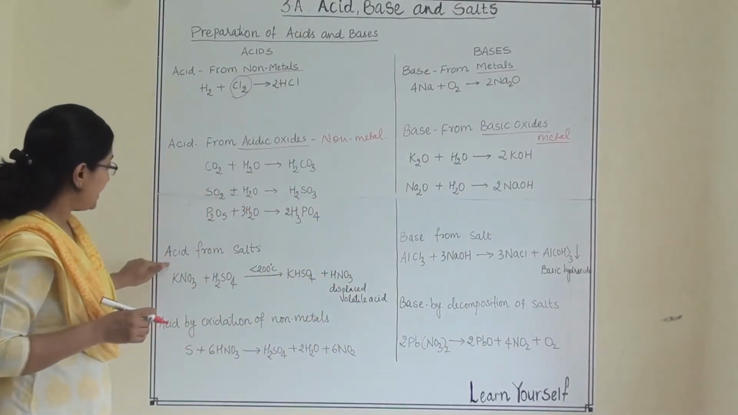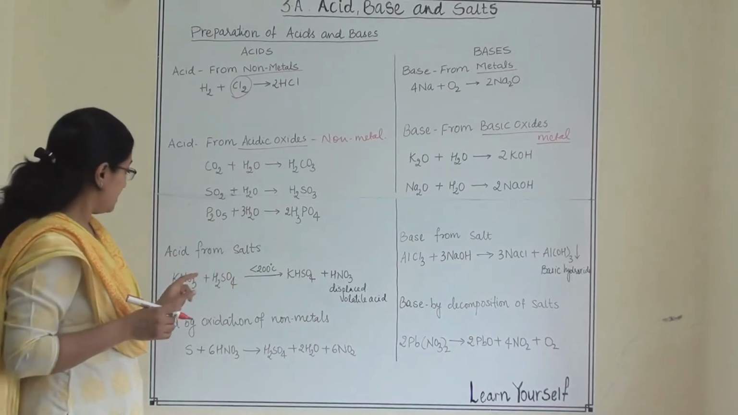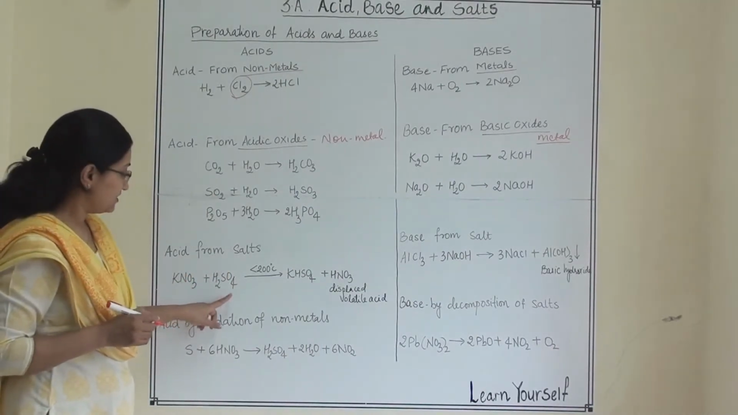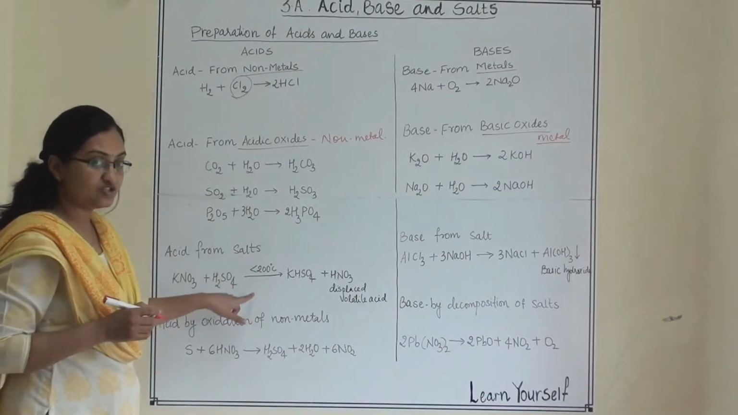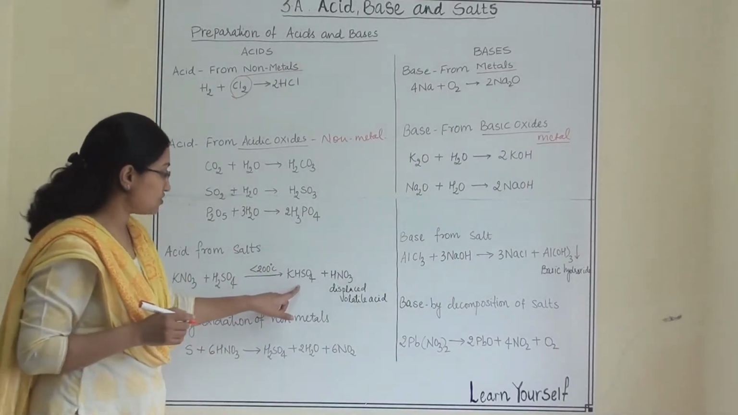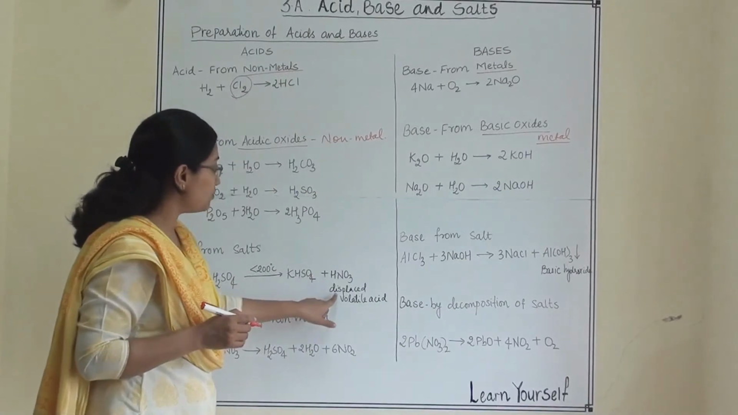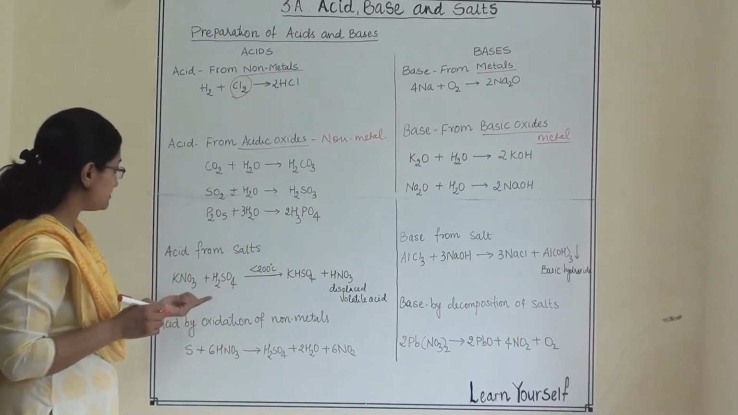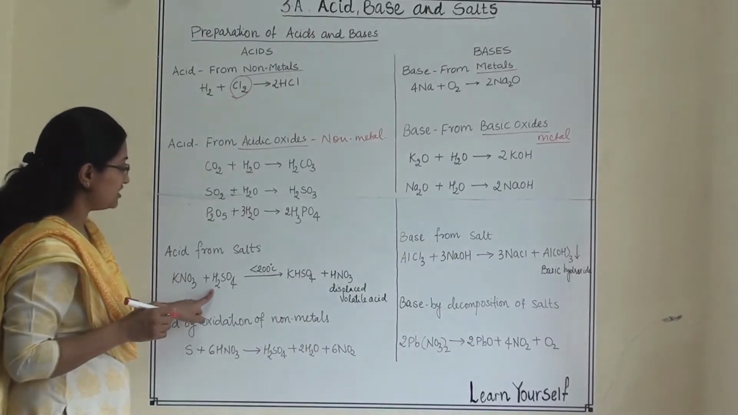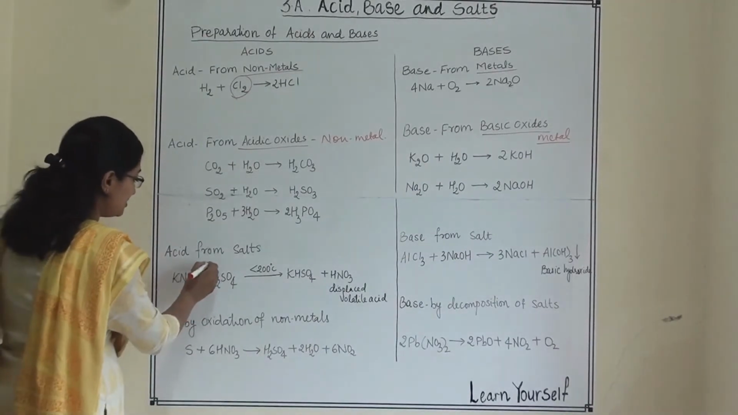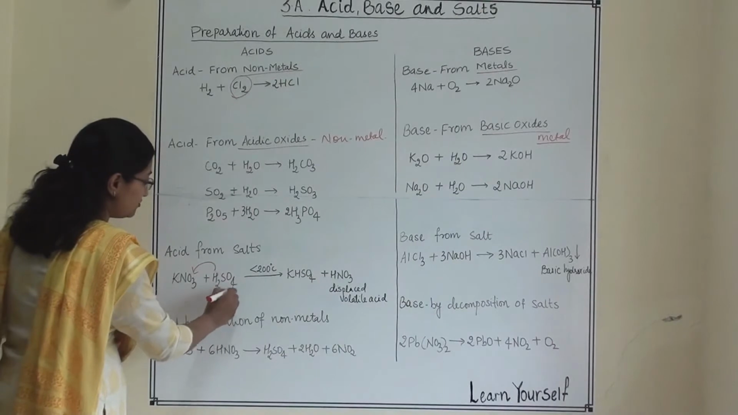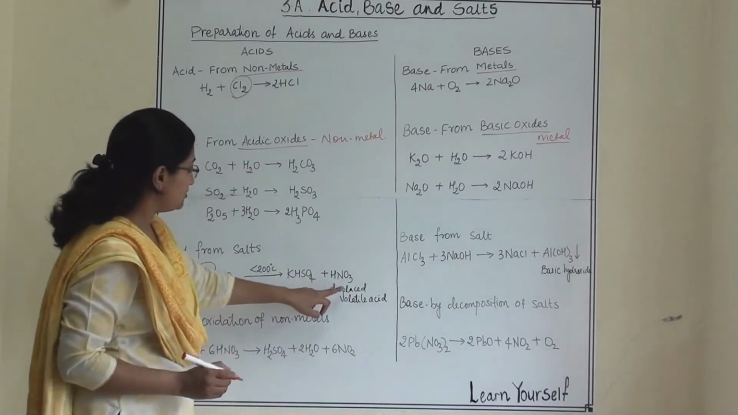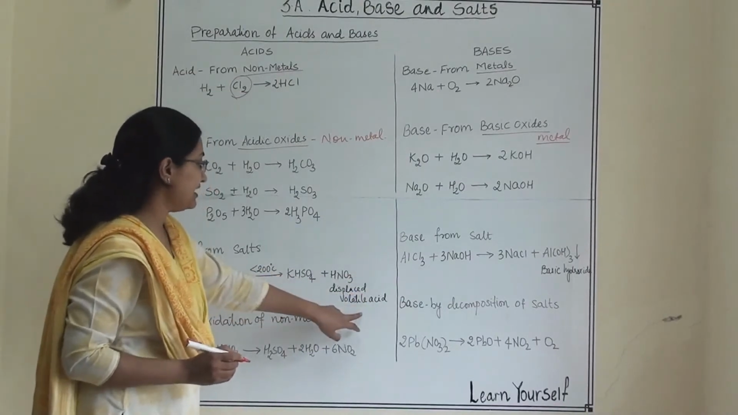Third type, acid from salts. When potassium nitrate reacts with acid in the presence of heat, it gives a salt and it displaces a volatile acid. From where will it displace? This hydrogen it will displace. So one hydrogen will go with this and one hydrogen will remain over here. So a volatile acid will be displaced.